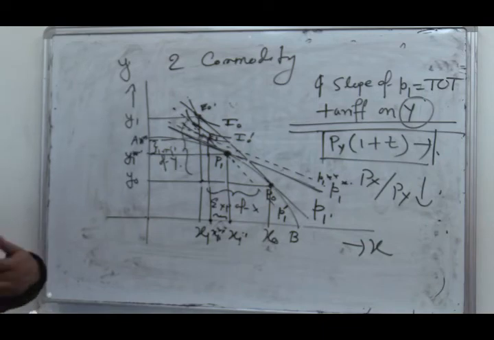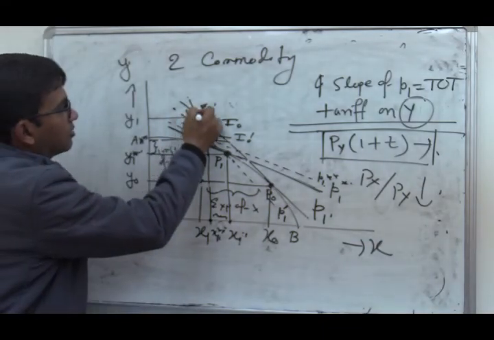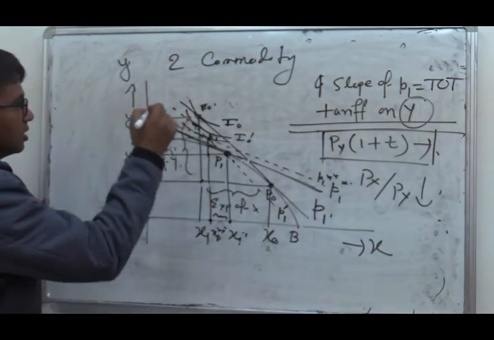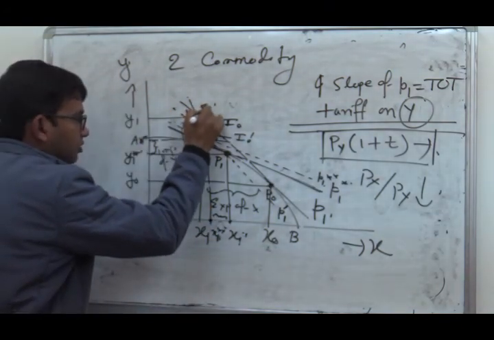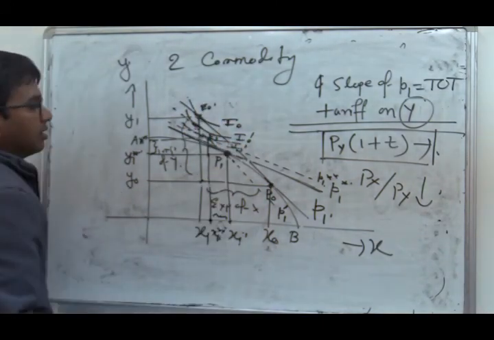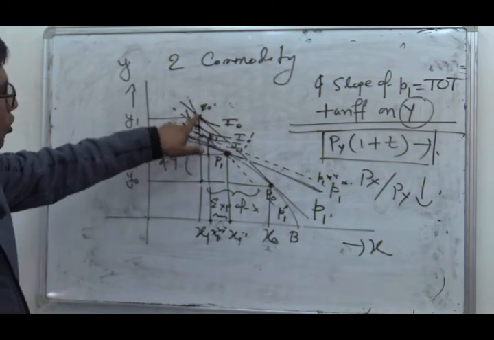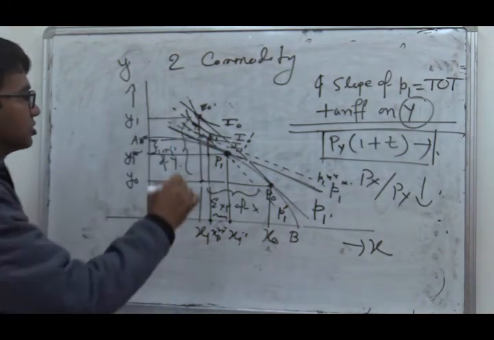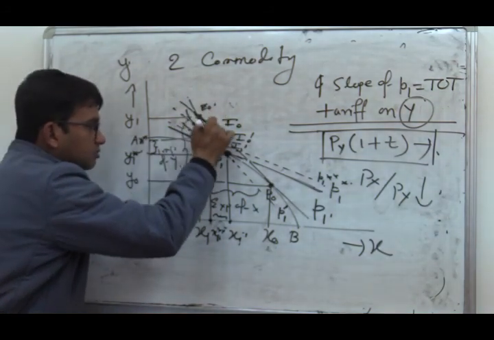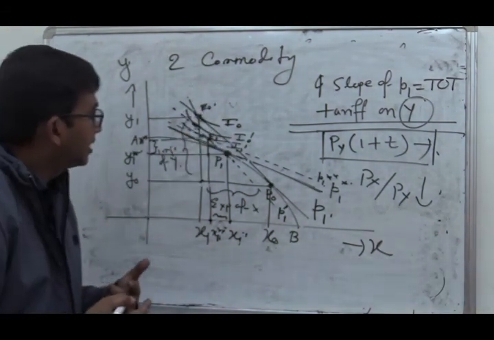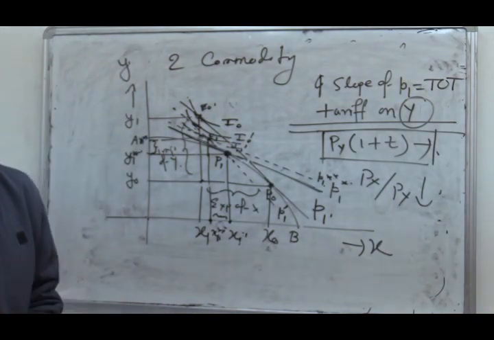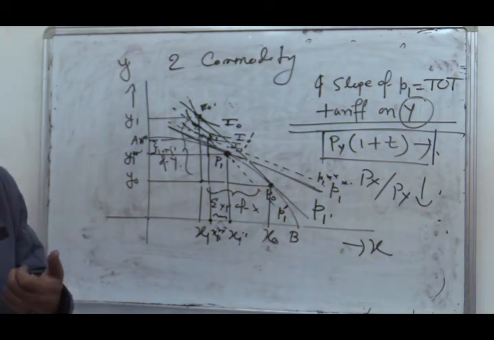And finally, the welfare effect. Initially the economy was on the higher indifference curve I0. Now the economy falls to the lower indifference curve I1. So this is the movement from E0 to E1. This movement indicates the decline in welfare level of the country, which we call the deadweight loss of tariff or the cost of social distortion.